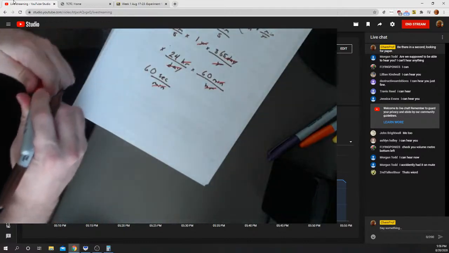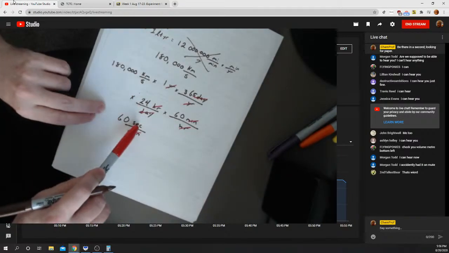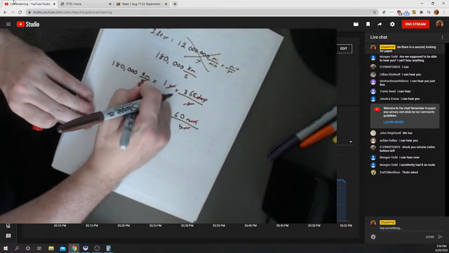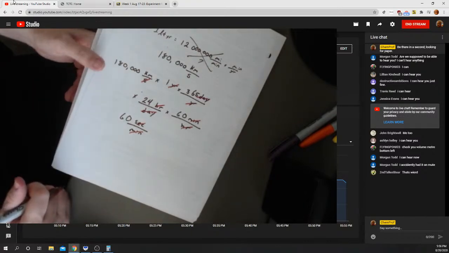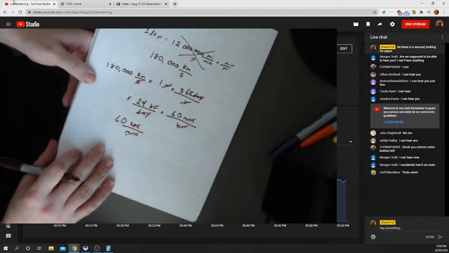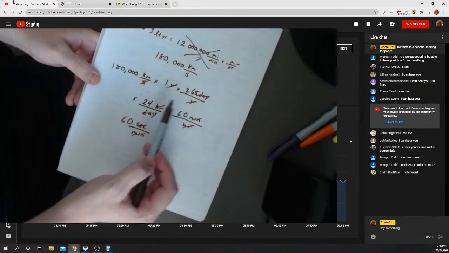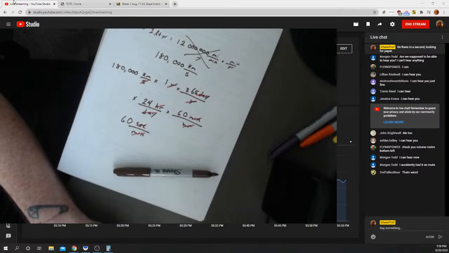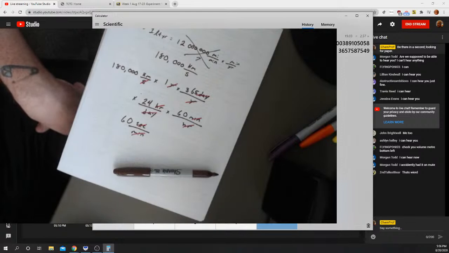Because now we have seconds on the bottom up here and seconds on the top down there. Now our seconds will cancel out and we'll have converted from a light year into a kilometer. So 1 light year is 180,000 kilometers per second times 365 times 24 times 60 times 60. And it's going to end up being a fairly large number just because light travels really, really darn fast.